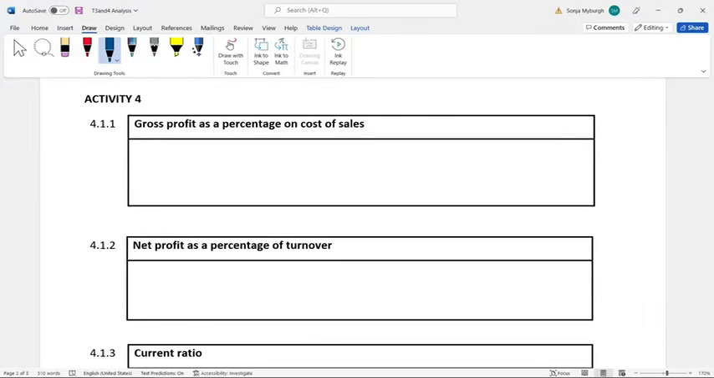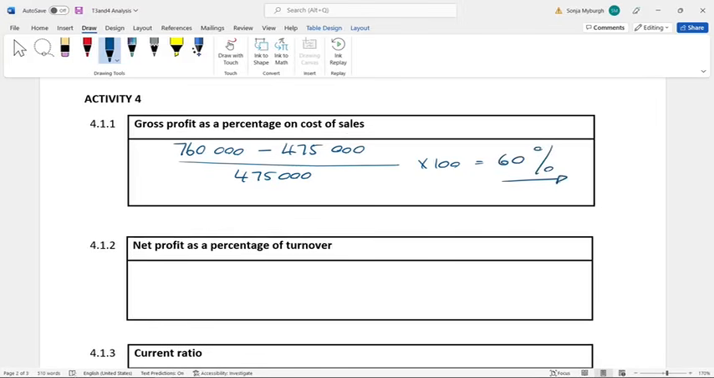Calculate the percentage gross profit on cost of sales. Gross profit is sales minus cost of sales. They haven't given us the gross profit, but we know sales minus cost of sales. Remember, this is now for 2022. Divide by cost of sales times 100 will give you the markup percentage on cost of sales.